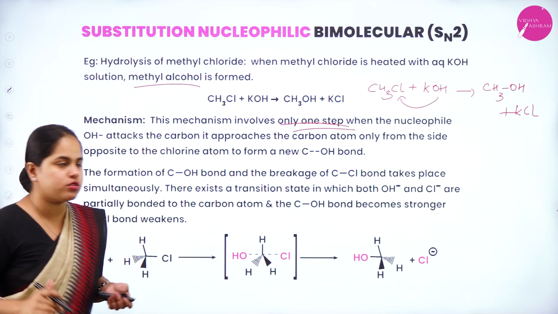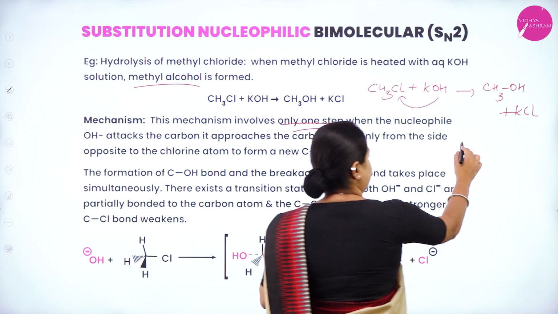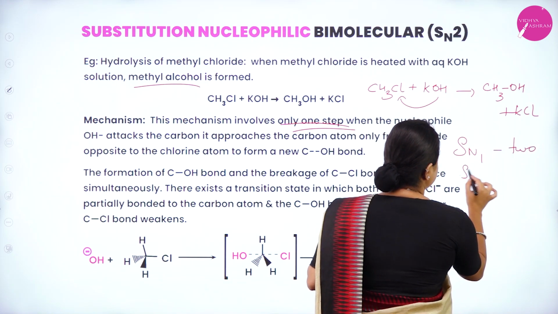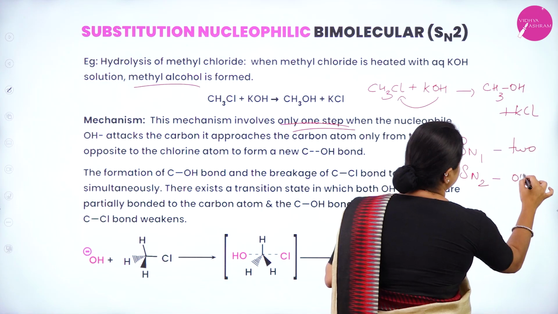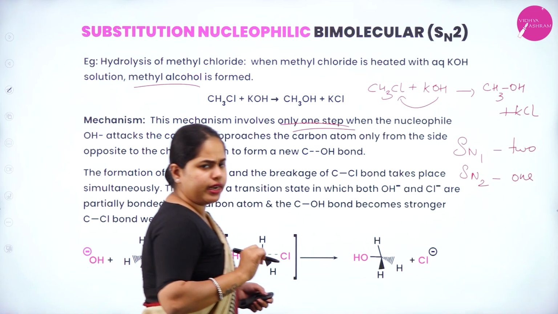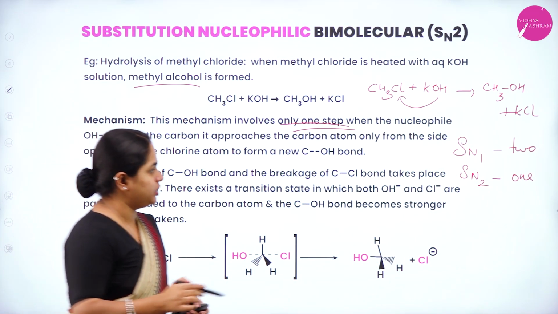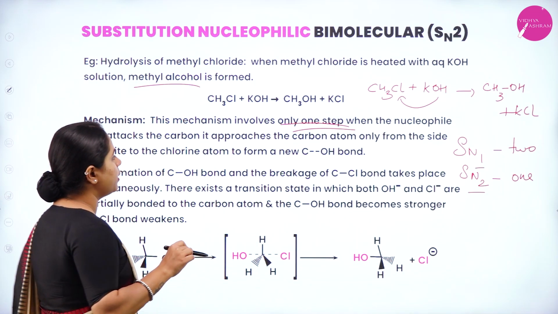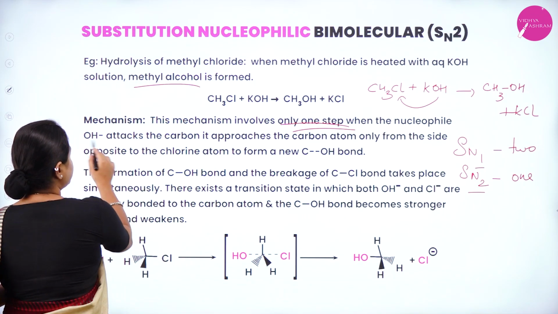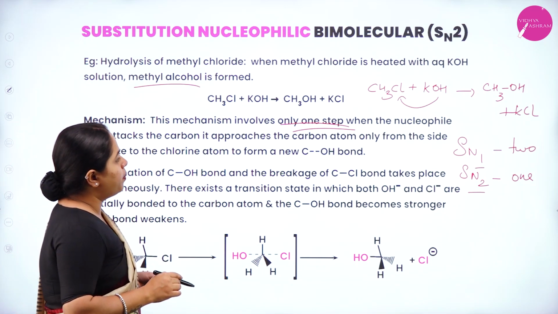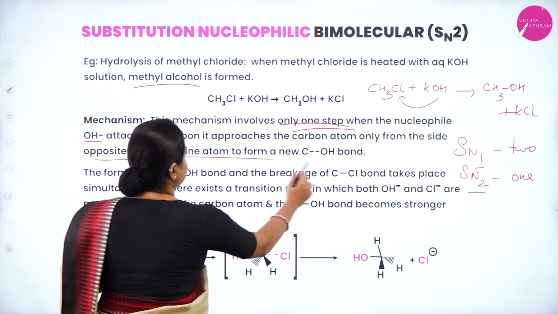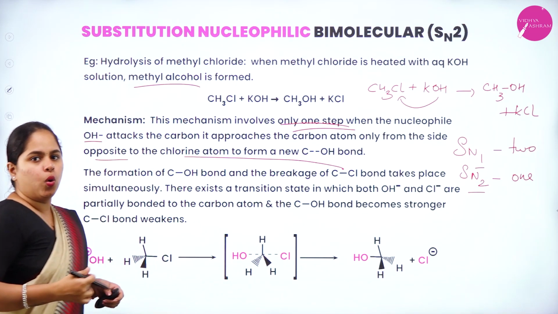Please don't get confused. SN1 reactions take place in two steps. SN2 reactions take place in one step. Clear? That 1 and 2 which is mentioned here stands for unimolecular and bimolecular. When the nucleophile OH minus attacks the carbon, it approaches the carbon atom only from the side opposite to the chlorine atom to form a new carbon-OH bond.